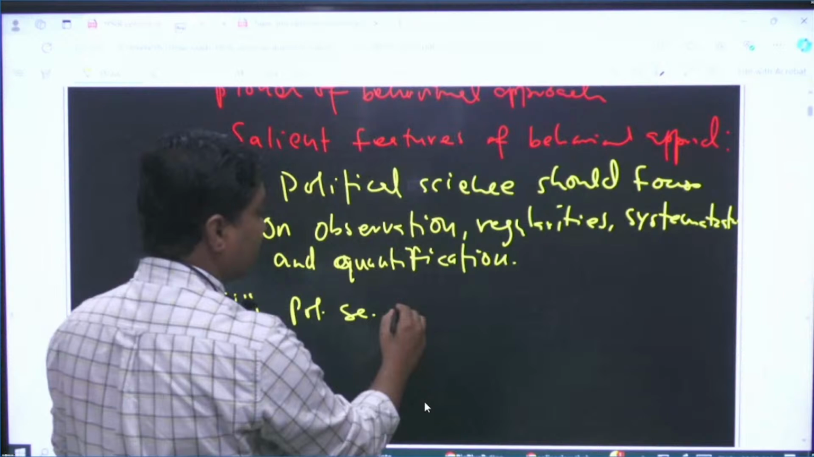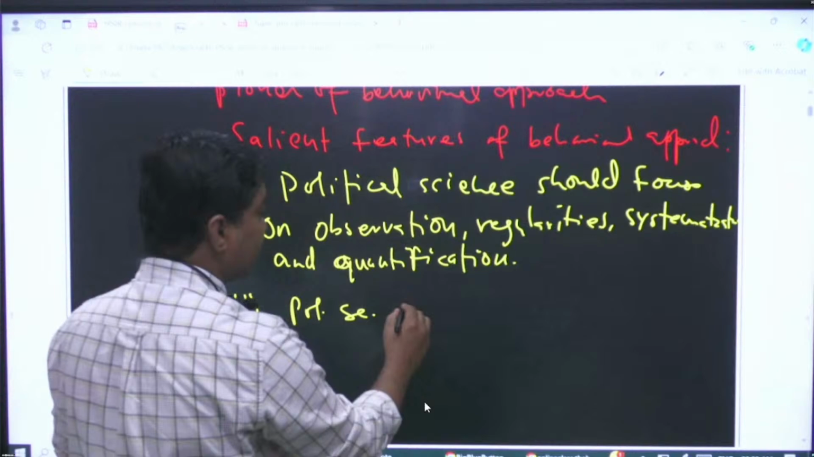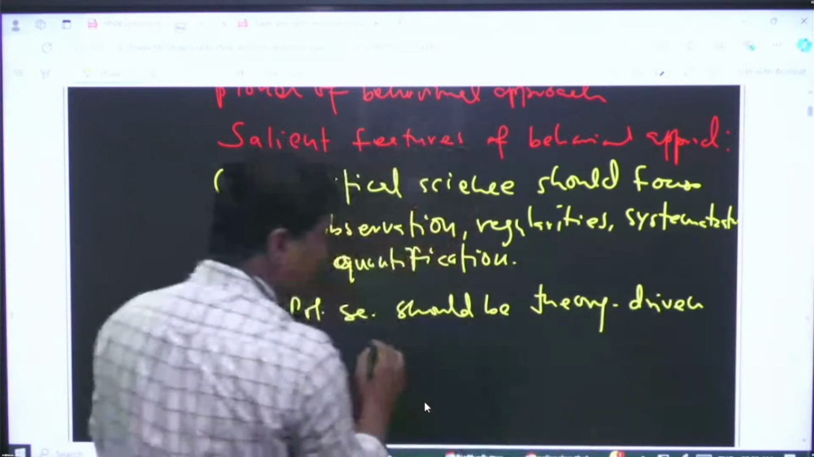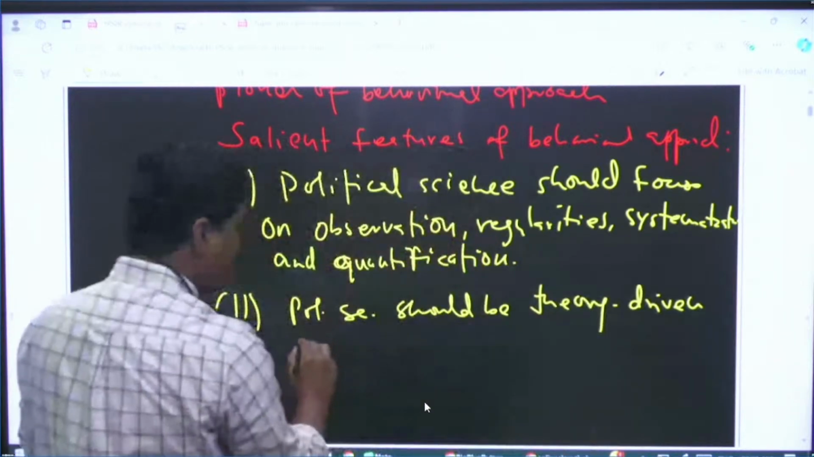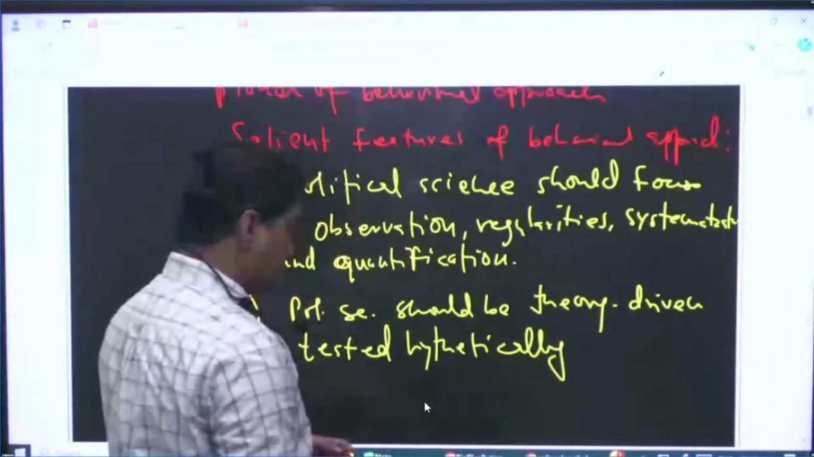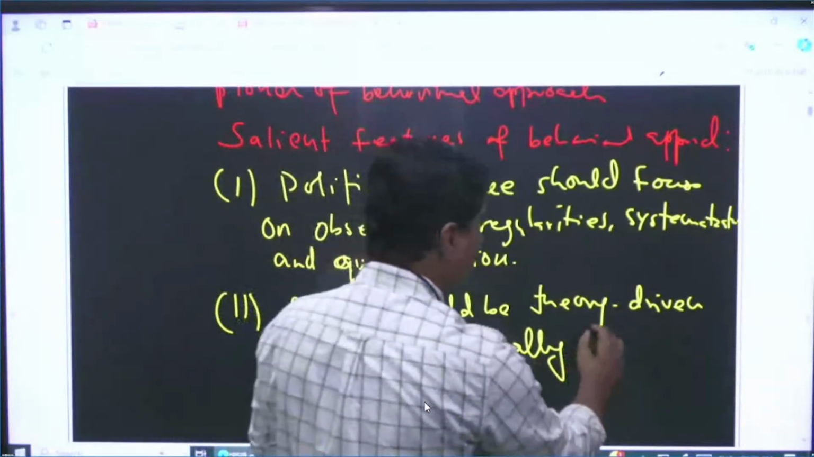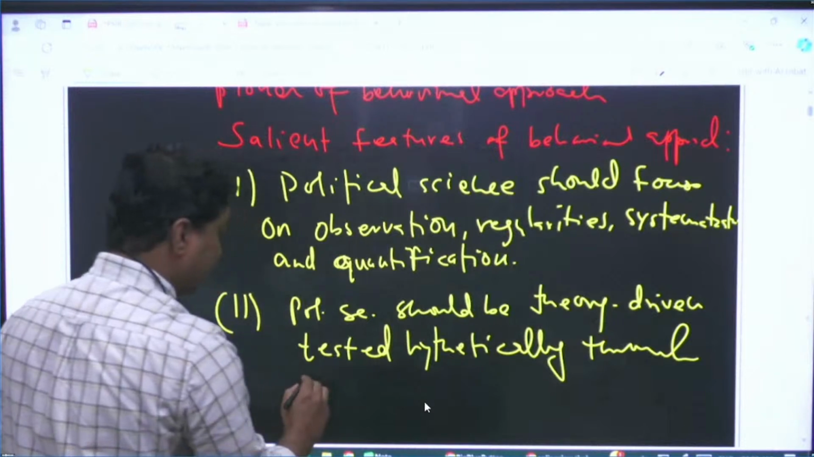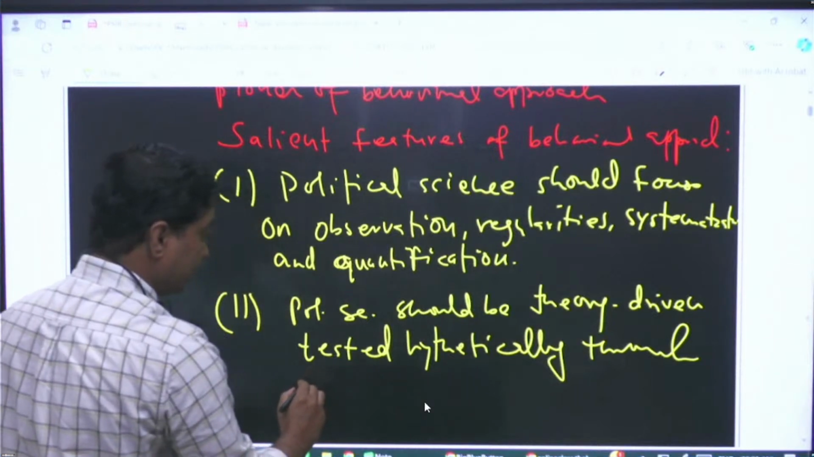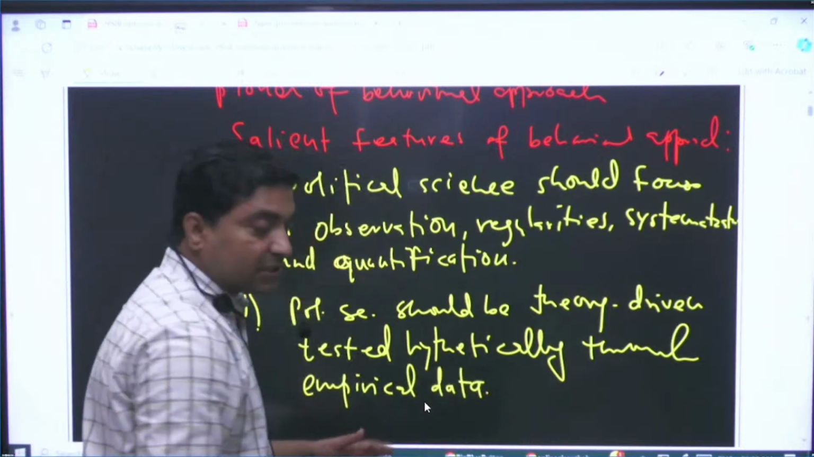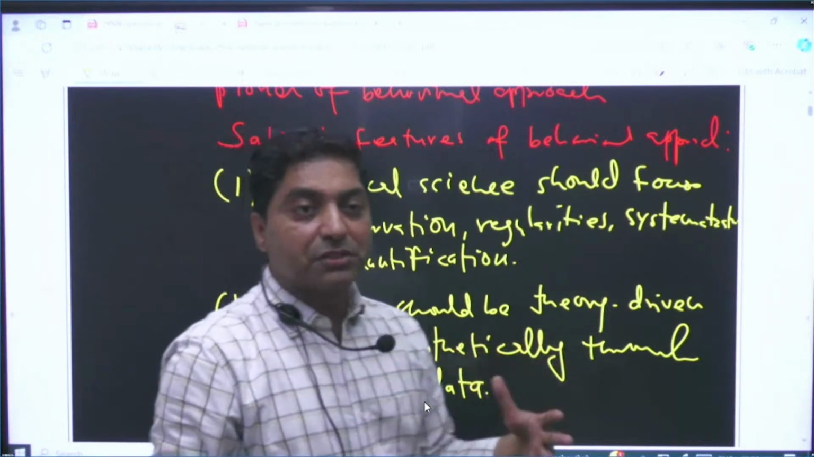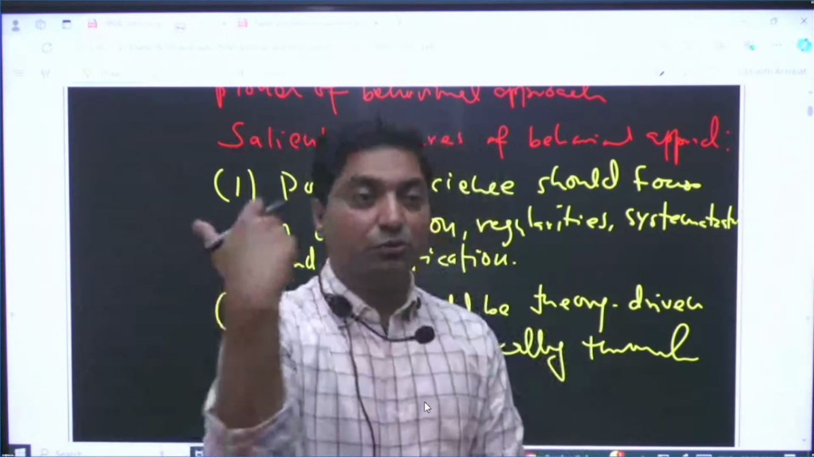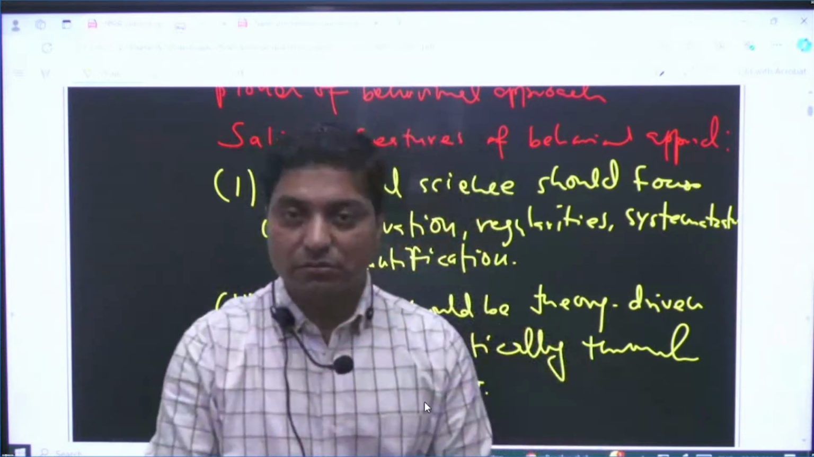Political science should be theory driven and hypothetically tested through empirical data. What do you mean by empirical data? Empirical data is what you can observe, what you can realize, something that is happening.